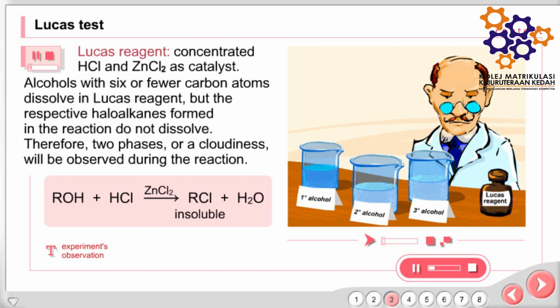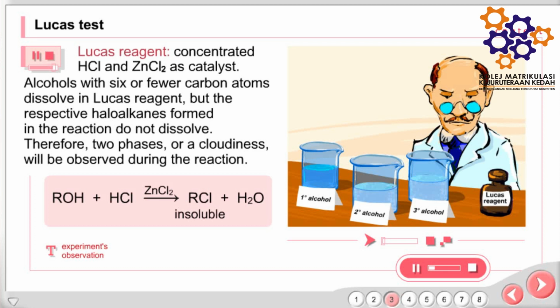To distinguish among primary, secondary and tertiary alcohols in a laboratory, we can use Lucas reagent, which is a mixture of concentrated hydrochloric acid and anhydrous zinc chloride. It reacts with alcohols to form haloalkanes. Alcohols with 6 or fewer carbon atoms dissolve in Lucas reagent, but the respective haloalkanes formed in the reaction do not dissolve. Therefore, 2 phases, or a cloudiness, will be observed during the reaction.